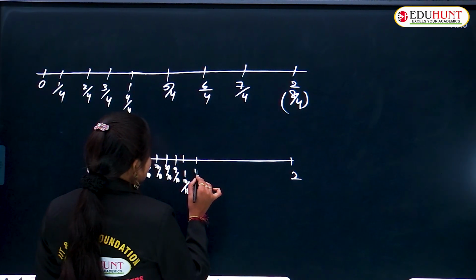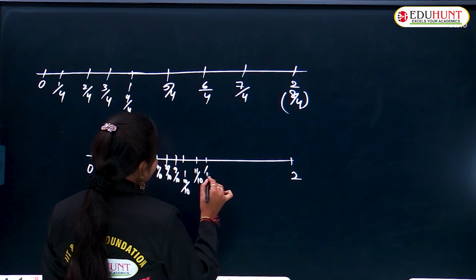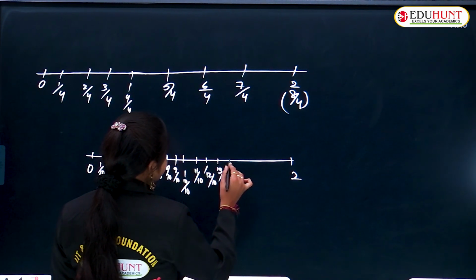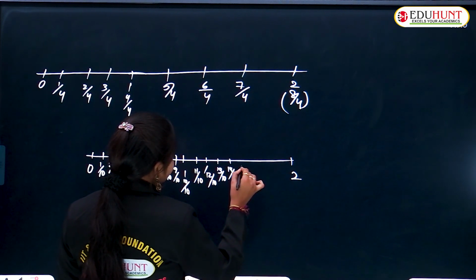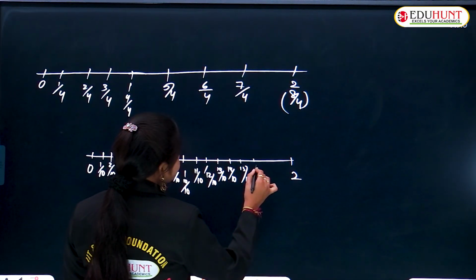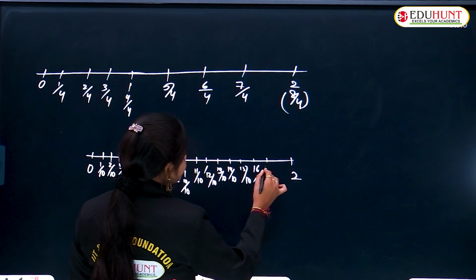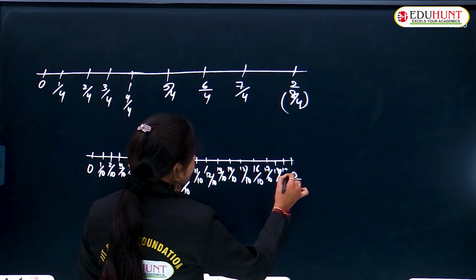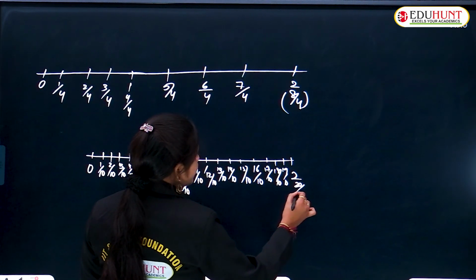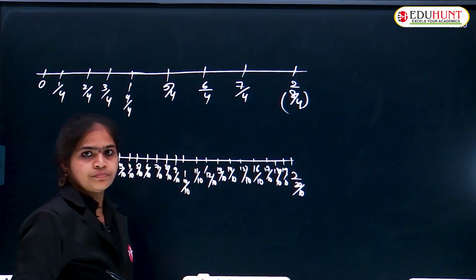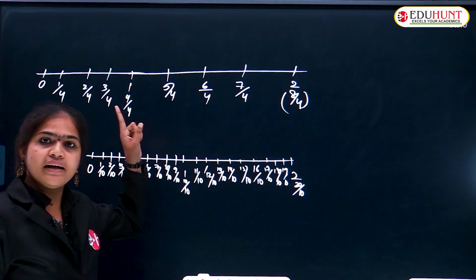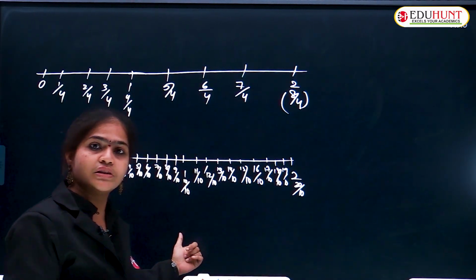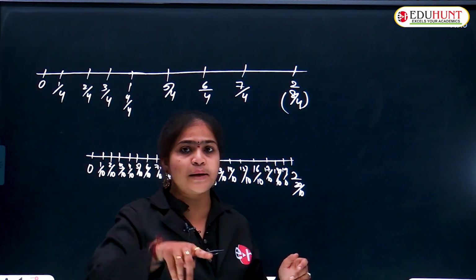And this is 11 by 10, 12 by 10, 13 by 10, 14 by 10, 15 by 10, 16 by 10, 17 by 10, 18 by 10, 19 by 10, this is 20 by 10, 20 by 10 again. Okay. Here I divided that 0 to 1 as 4 parts and here I want to divide that 0 to 1 as 10 parts.